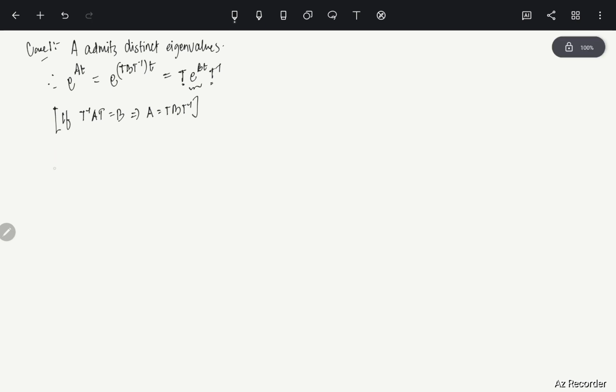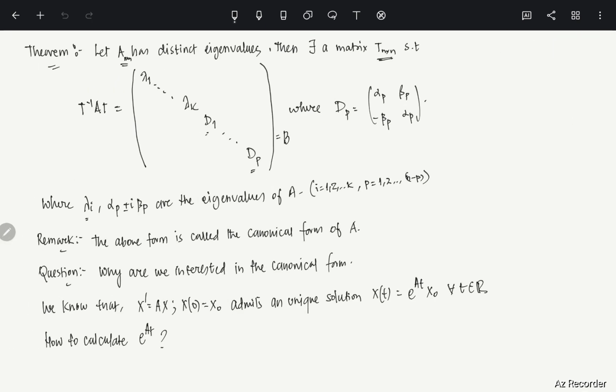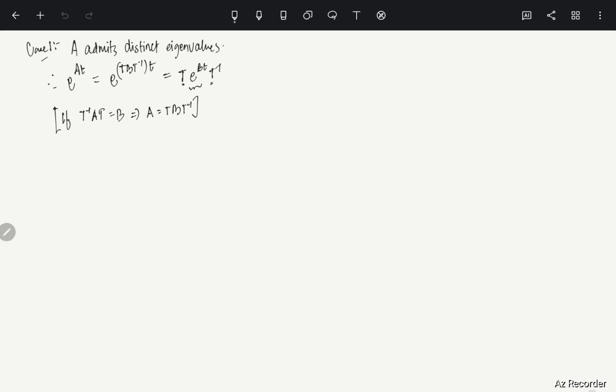Now let's look at this. See, why is this canonical form important? What is e power Bt? See, B looks like what? For example, without going into a general case, let me give you an example that will make everything clear. Okay, so an example.